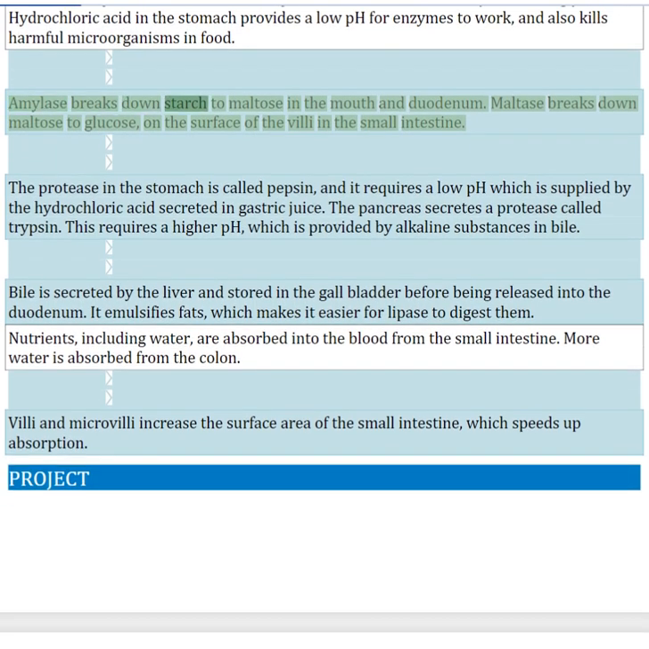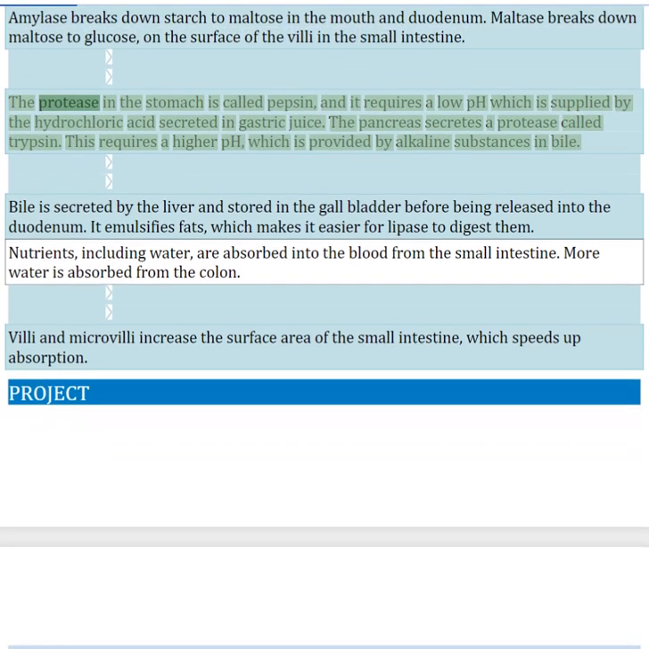Amylase breaks down starch to maltose in the mouth and duodenum. Maltase breaks down maltose to glucose, on the surface of the villi in the small intestine. The protease in the stomach is called pepsin, and it requires a low pH, which is supplied by the hydrochloric acid secreted in gastric juice.